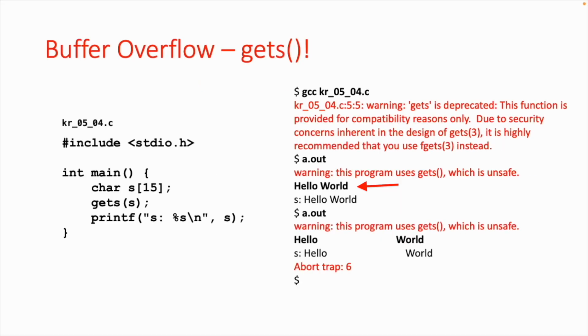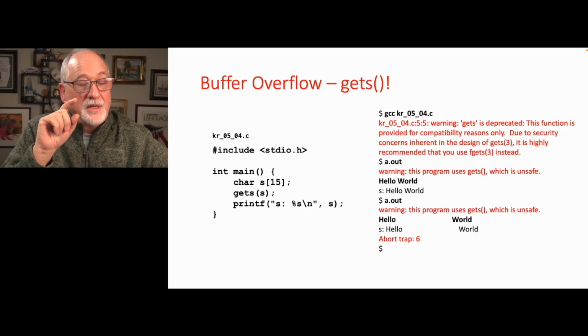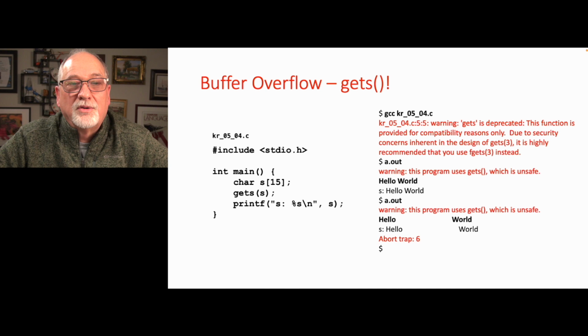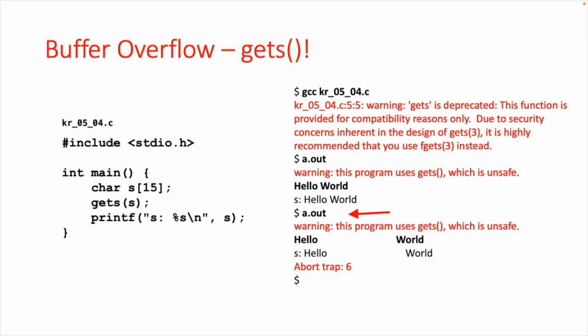So I type hello world, which is 11 characters. Hello, space, world: yes, it's 11 characters. That includes the 12th character, which is the \0, and that fits into s[15], a 15-element character array in the variable s. So the program works just fine. Then I run a.out again, and it once again tells me, please don't use gets. You're going to be in so much trouble.